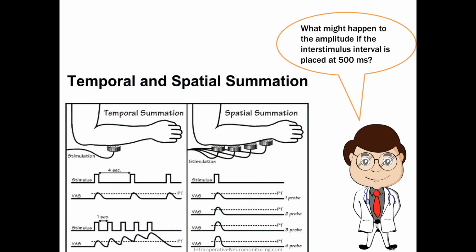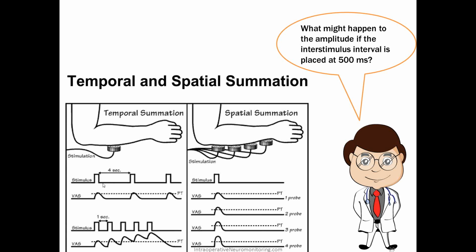Here again, we can look at it. Temporal summation is one source firing rapidly enough that it has an additive effect to bump it up and reach threshold. Spatial summation is utilizing multiple areas to summate at the same time on the same one.